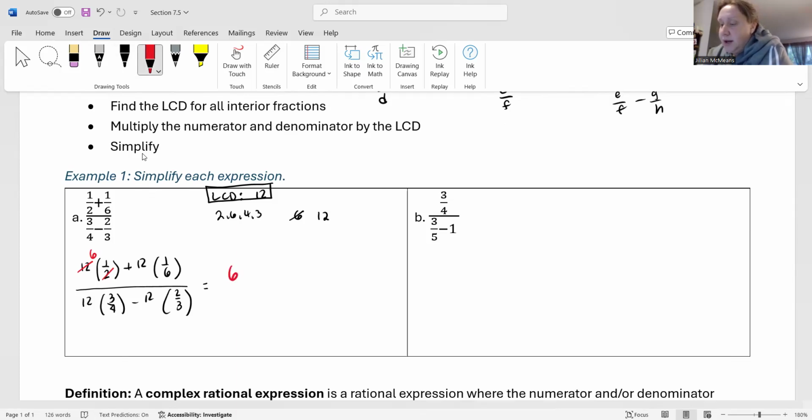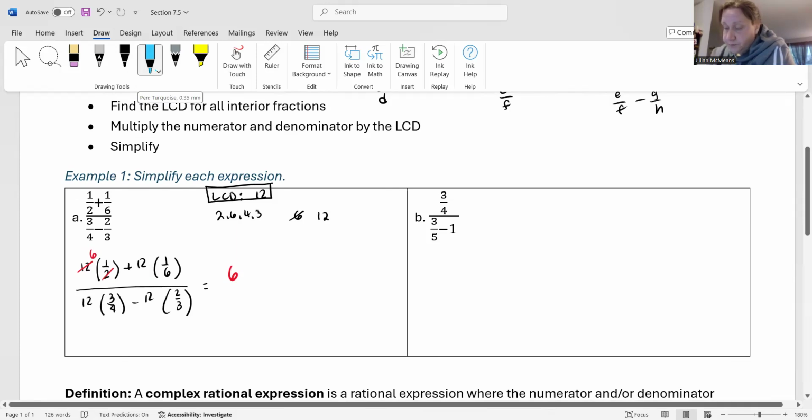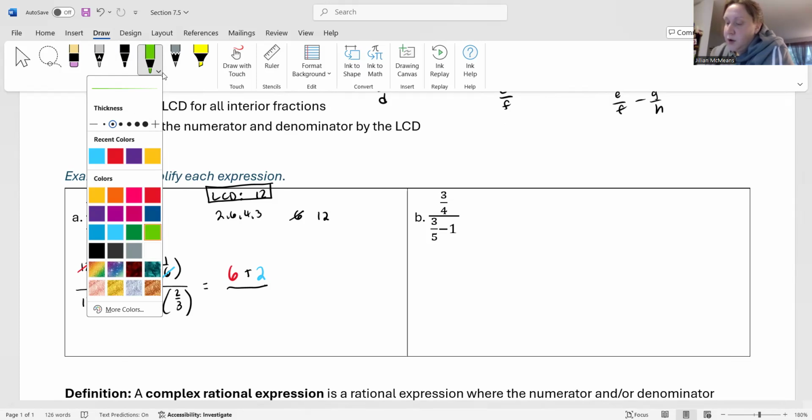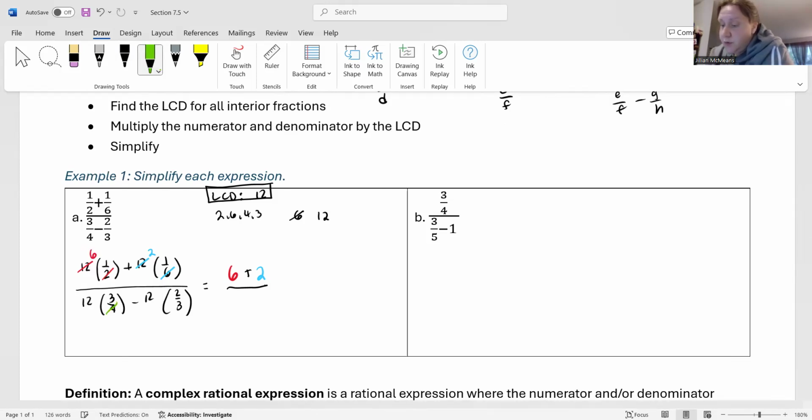Okay? And I'm going to switch colors for each of these so you can clearly see what's going on. For the second half of the numerator, my denominator of 6 divides into my LCD of 12 2 times, leaving me just 2 times 1. Then let's change colors again. Let's do green. For the first half of the denominator, my denominator of 4 divides into the LCD of 12 3 times, leaving me with 3 times 3.